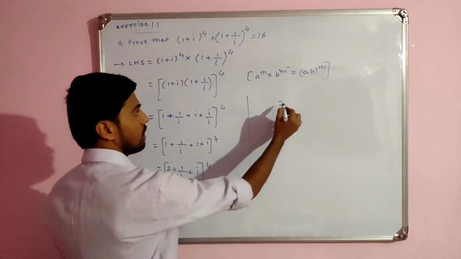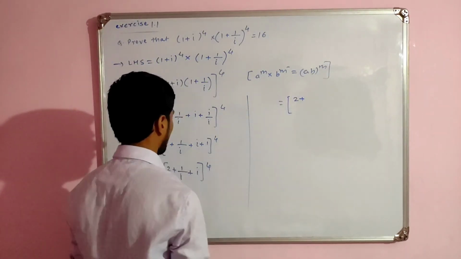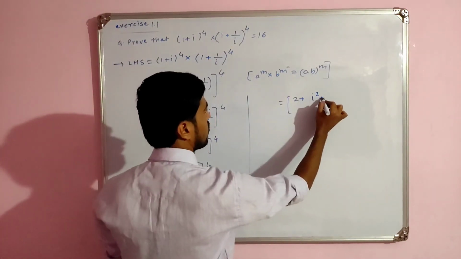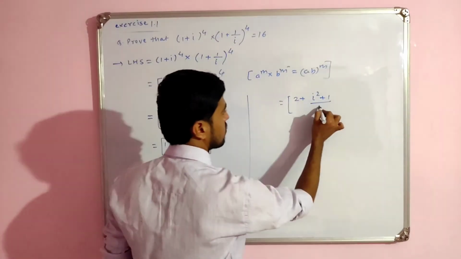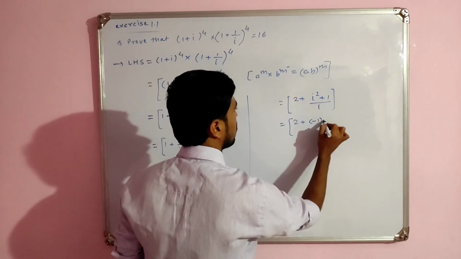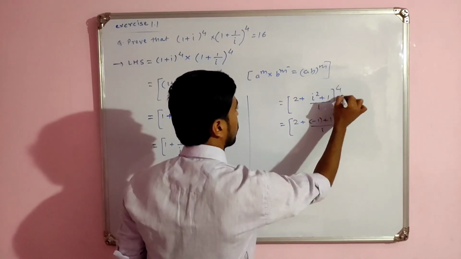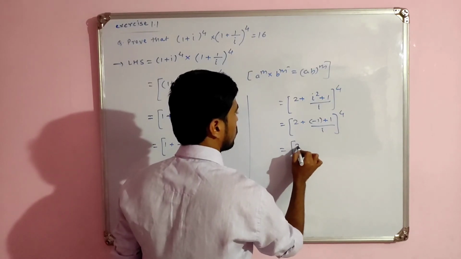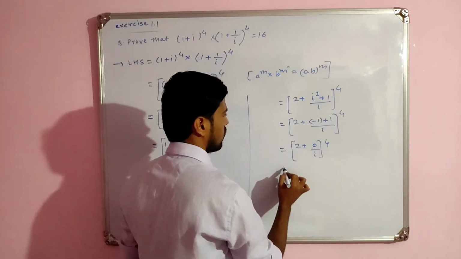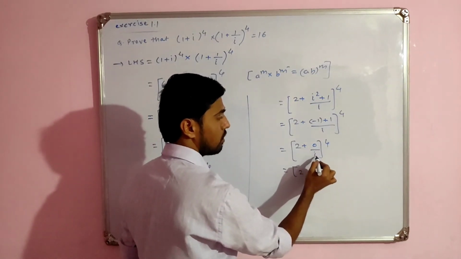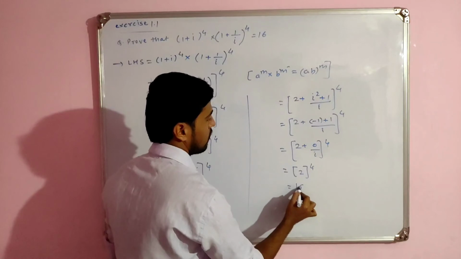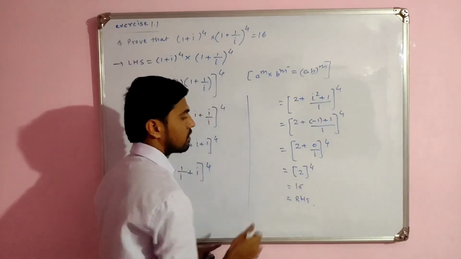which is equal to bracket 2 plus i into i square plus 1, whole divided by i, is equal to 2 plus i square which is minus 1 plus 1, whole divided by i, raised to power 4, is equal to 2 plus minus 1 plus 1, 0 upon i, raised to power 4, is equal to 2 plus 0, since 0 upon i is 0, so 2 raised to power 4, which is equal to 16 is equal to RHS. This is the solution.